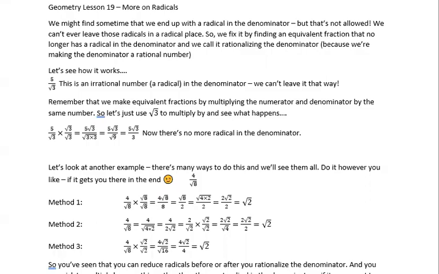Okay, we're going to talk about radicals in this geometry lesson 19. And so a radical is just a root. We normally see them as square roots, and a radical cannot be in the denominator. So we can't ever leave those radicals in a radical place, such as the bottom of the fraction. We have to fix it by finding an equivalent fraction that no longer has a radical in the denominator. We call it rationalizing the denominator, because what we're doing is making that denominator a rational number.